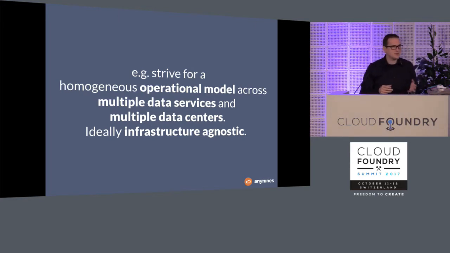I've seen customers who are running on OpenStack and they're happy with it, and therefore they accept infrastructure specific ties. So this is one of those design goals you have to be conscious about. That's all I'm saying. It's no right or wrong. It's just something you have to be clear about, and then you can start thinking about the data service design.